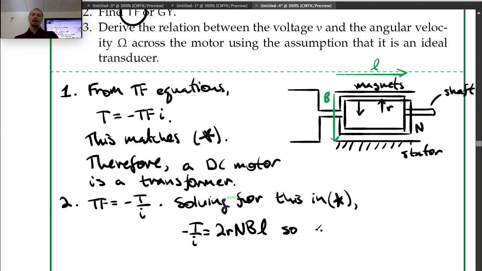So what is our TF? To RNBL. Not too shabby.